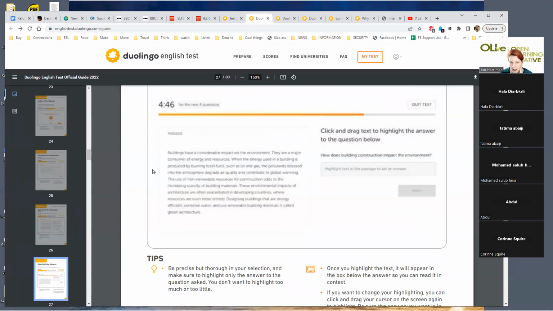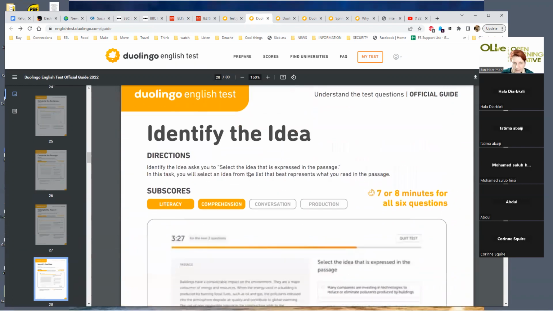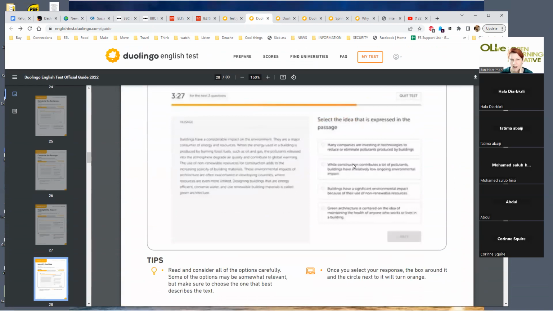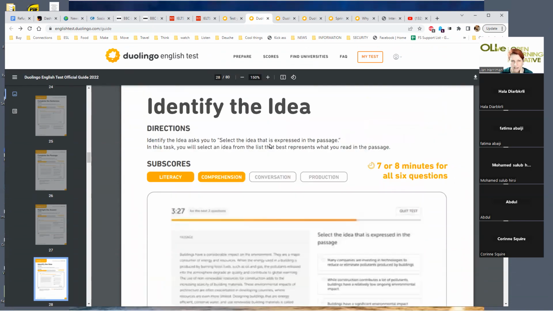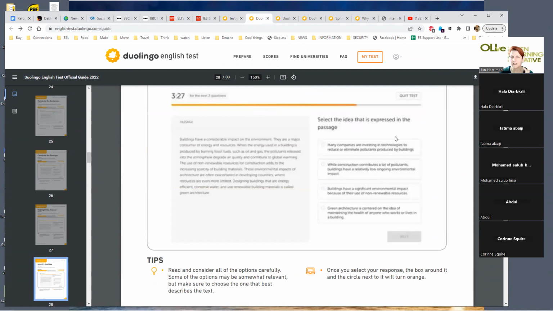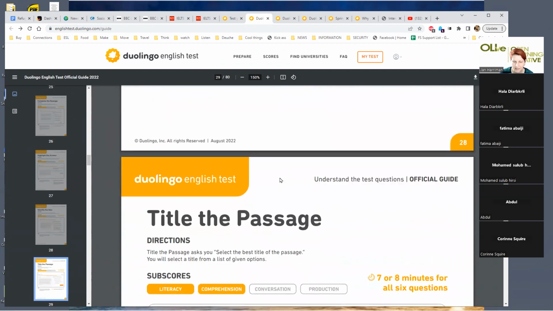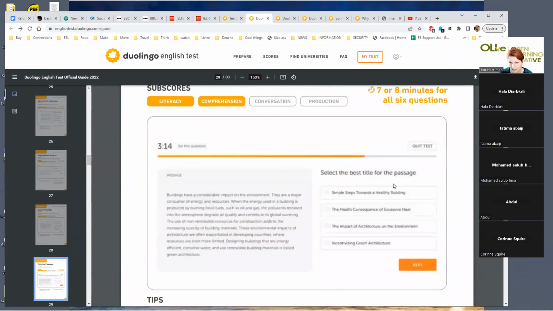And then there's a highlight section where it asks you to answer this question by highlighting the section of the text that includes the answer. And then the identify the idea is to show your overall understanding of the passage that you've read. And then finally, what would be the best title for it? So those should look really familiar from the IELTS reading section.